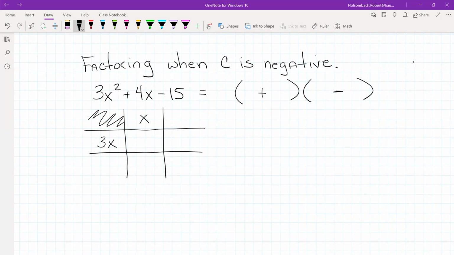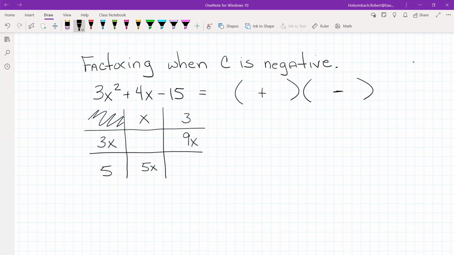We can start with trial and error. If we take a 3 here and a 5 here, okay, that'll work actually. If we put the 3 up top, we're going to take 3 times 3x, that gives us a 9x. And we've got 5 times x gives us a 5x. Now, this is where you got to be real careful, okay? We need a positive 4x.